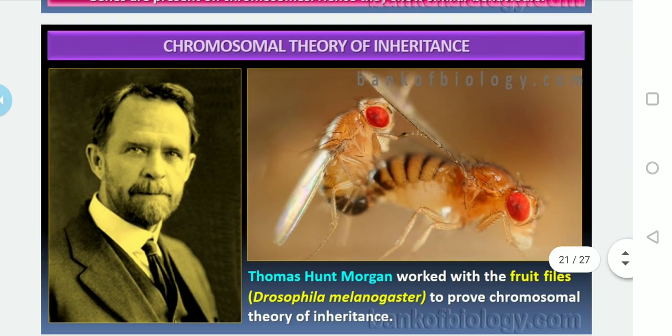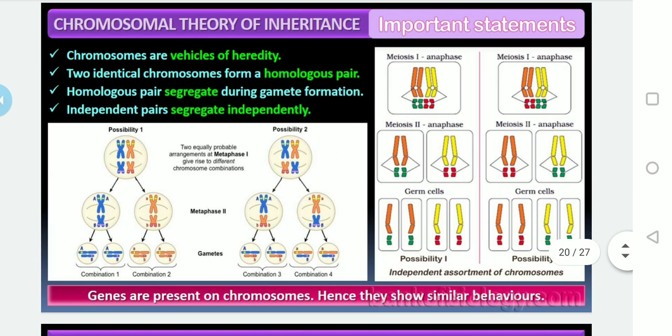Before we discuss the chromosomal theory of inheritance, which was given by Thomas Hunt Morgan, let me tell you once again the comparison between the behavior of the chromosomes and the genes. They can ask a question like this also: compare the behavior of chromosomes and genes. The chromosomes occur in pairs. Genes also occur in pairs. Chromosomes segregate at the time of gamete formation, such that only one of each pair is transmitted to a gamete. Genes also segregate at gamete formation, and only one of each pair is transmitted to a gamete.